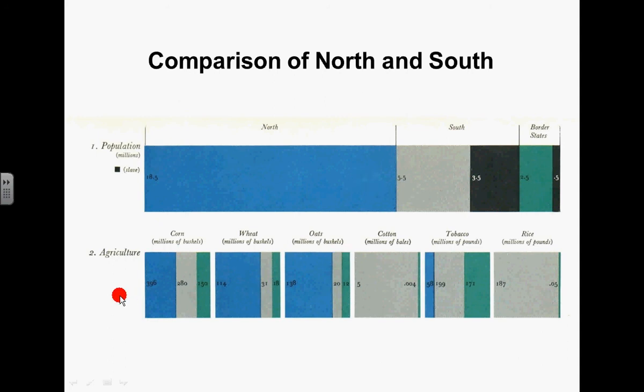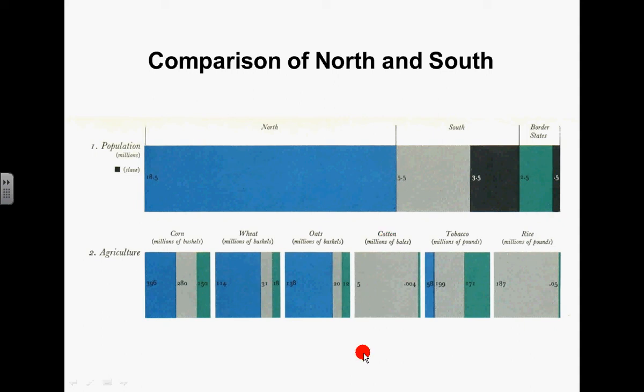The second part of the graph on this slide shows the difference in agriculture. And again, it's kind of surprising, I think, to a lot of people when you look at some of these first categories: corn, wheat, and oats. In all three of those categories, the North actually has a larger amount of production in those particular crops. But then look at cotton. Cotton, obviously, there's basically no production in the North. Tobacco and rice, same thing with rice, basically no production in the North at all. So the reliance on these three crops, in particular cotton.